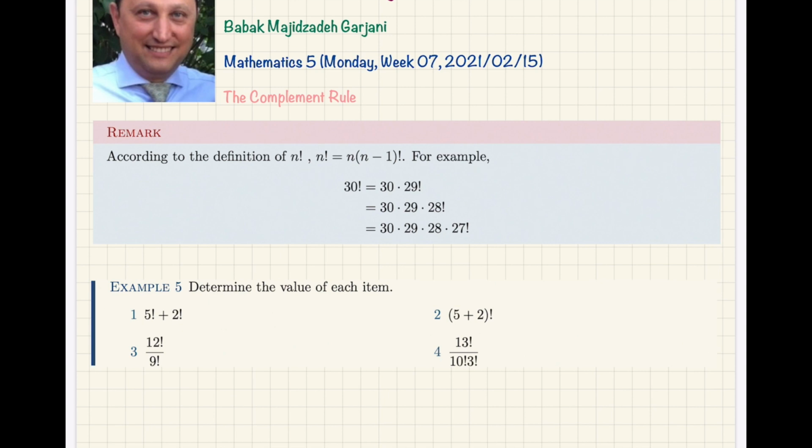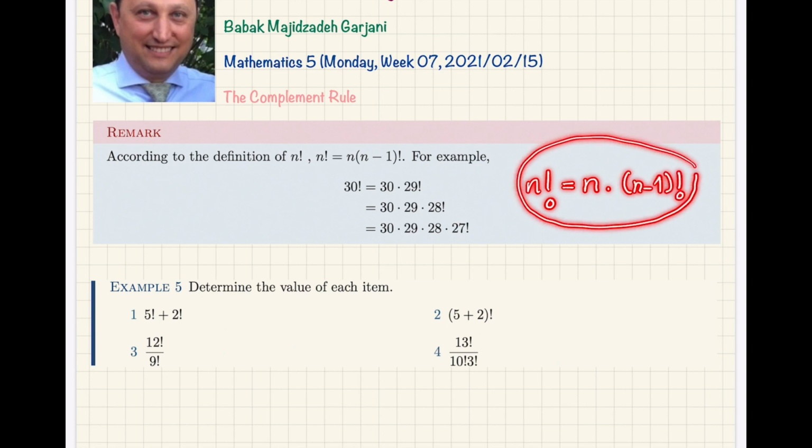Or if I want to, I can write it as the product of 30 times 29. If I decide to stop here, then I have to multiply by 28 factorial. And then I can, of course, do 30 times 29 times 28 and then 27 factorial. So this is very, very important to remember: the factorial of any number is equal to that number multiplied by the factorial of the previous number.